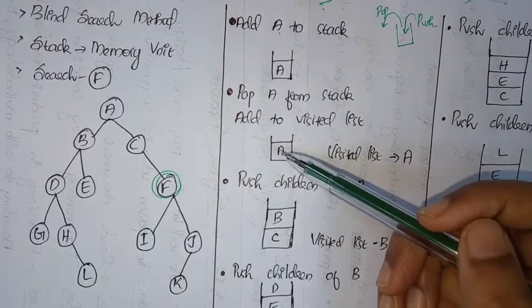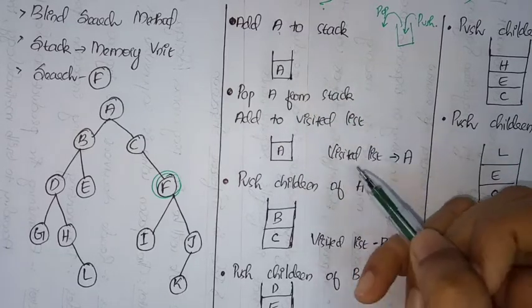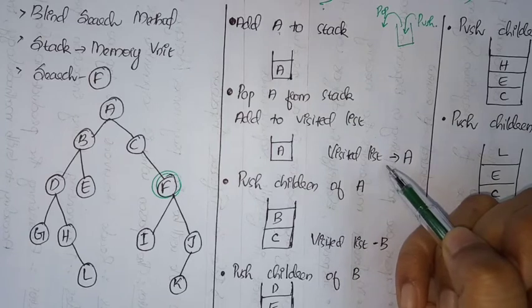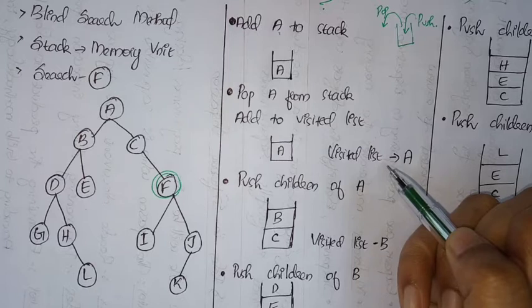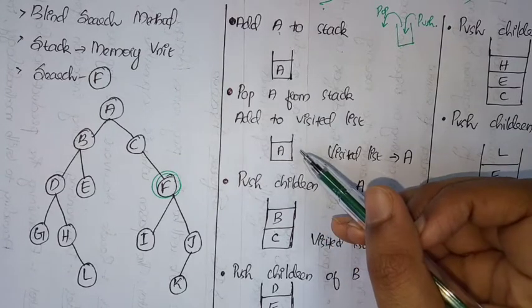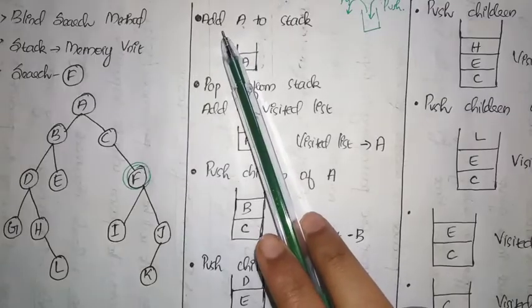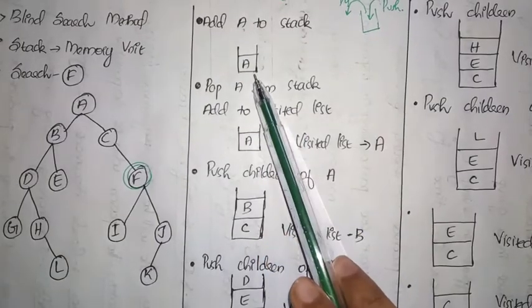The operation is done in such a manner that the topmost element in this stack is popped and then it is added into a visited list. For those elements that are added into the visited list, their children are then pushed into the top of the stack. In a stack, the insertion of a new element is done at the top of the stack. We push this A into the stack.